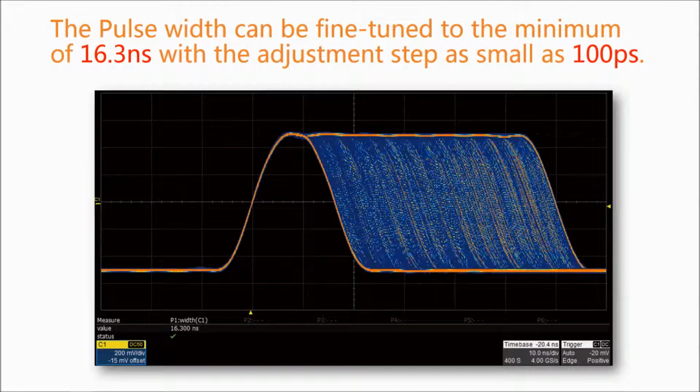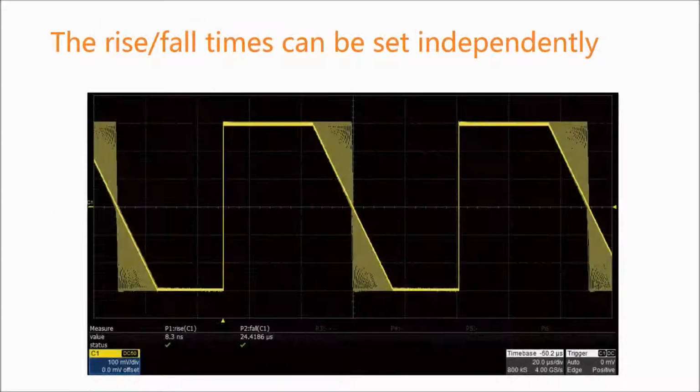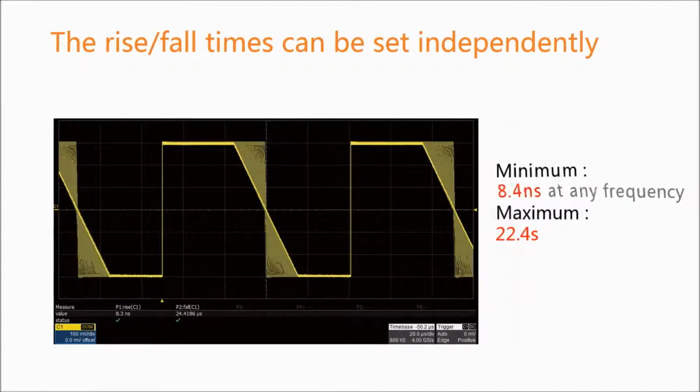The pulse width can be fine-tuned to the minimum of 16.3 nanoseconds, with the adjustment step as small as 100 picoseconds. The rise and fall times can be set independently to the minimum of 8.4 nanoseconds at any frequency, and with a maximum of 22.4 seconds. The adjustment step is as small as 100 picoseconds.